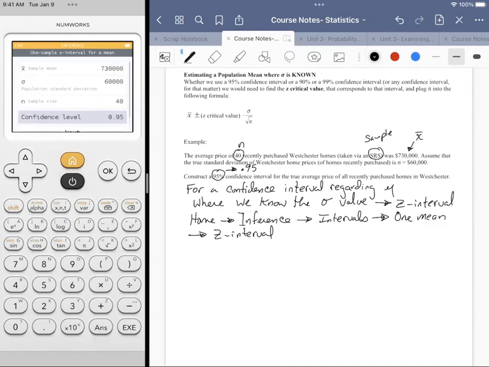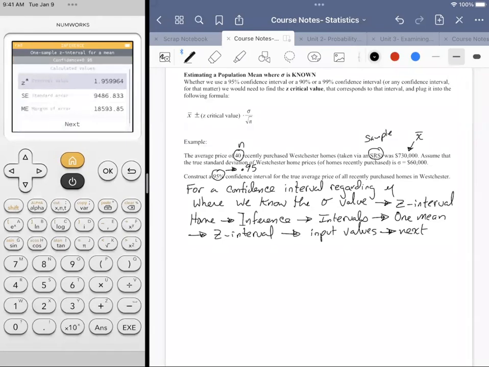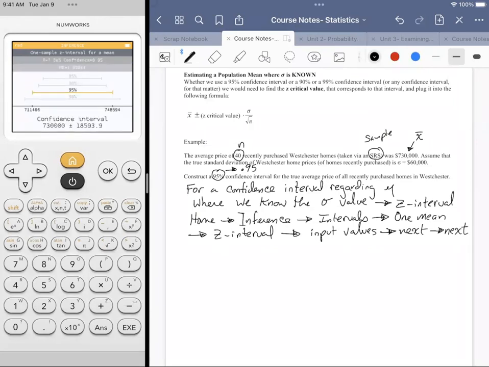All right. Then you'll go to next. So I'm going to say input values. Go to next. Go to next again. They have useful information here, but since the calculator is going to do all the work for us, we could just skip past that. And then once I get to that last menu, it's going to give me the 95% confidence interval.